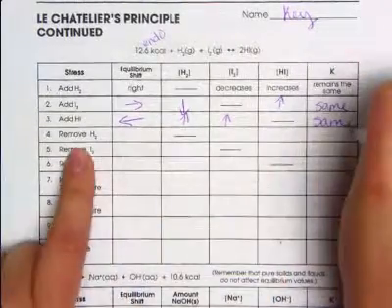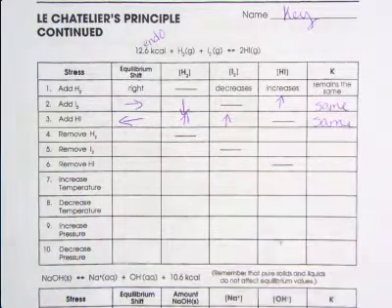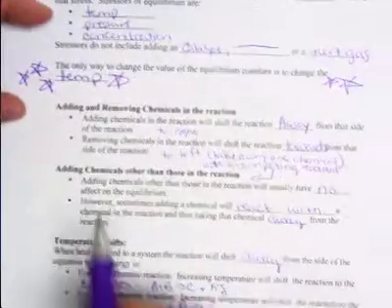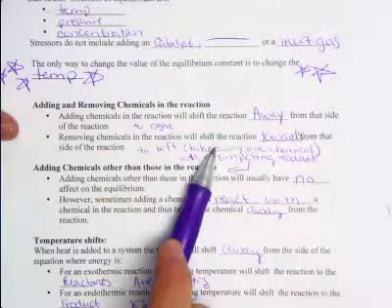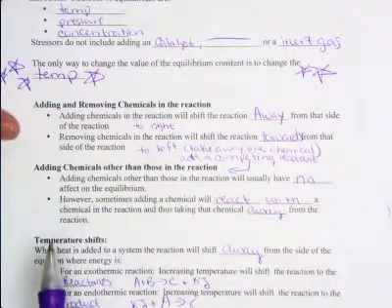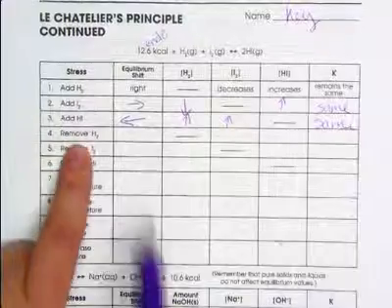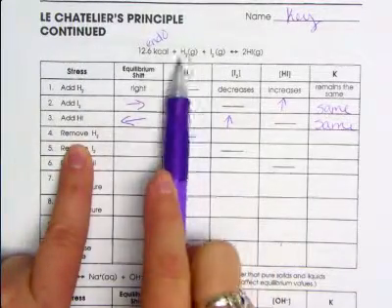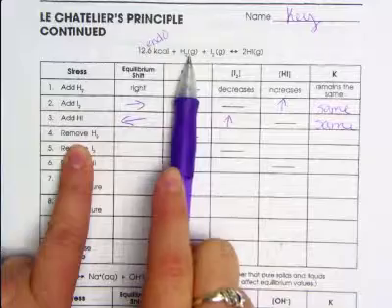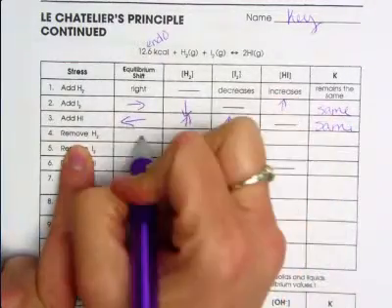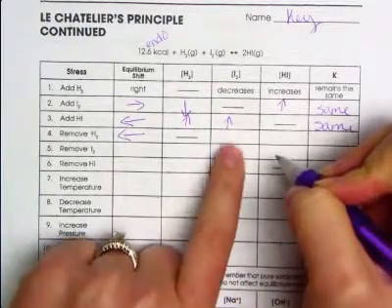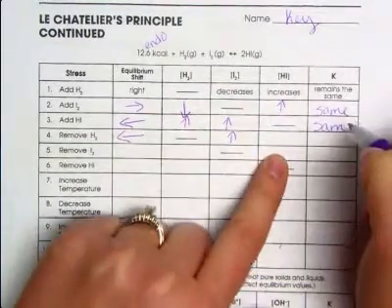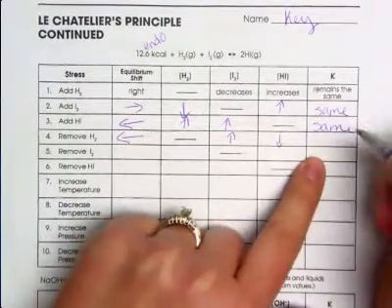Okay, this time around we are removing. 4, 5, and 6 talk about removing. So let's look back at our notes and let's make sure we remember the rules. For removing chemicals, if you remove chemicals in the reaction, you will shift the reaction towards that side. Okay? Alright, so remove H2. So if we are removing a reactant, it's going to shift towards the left because it's going to shift towards the reactant. Which means our reactants are going to increase while our product decreases. What's going to happen to our K? Stay the same.